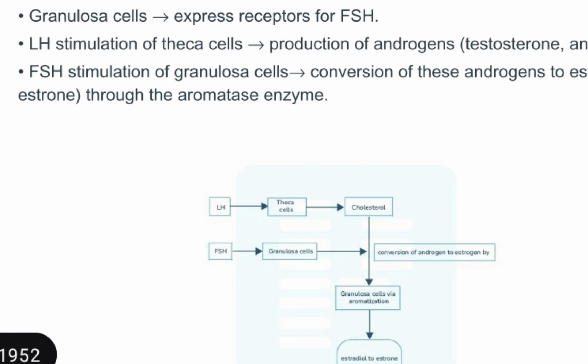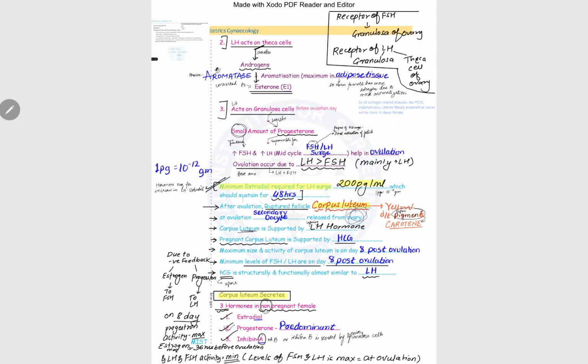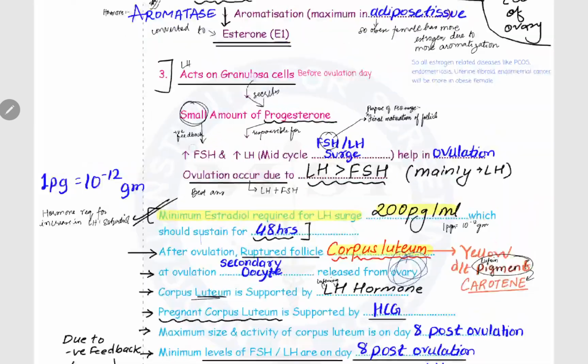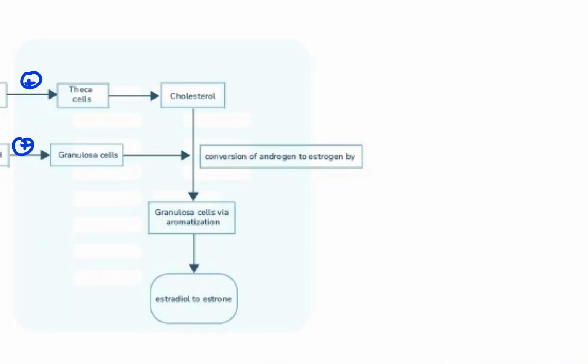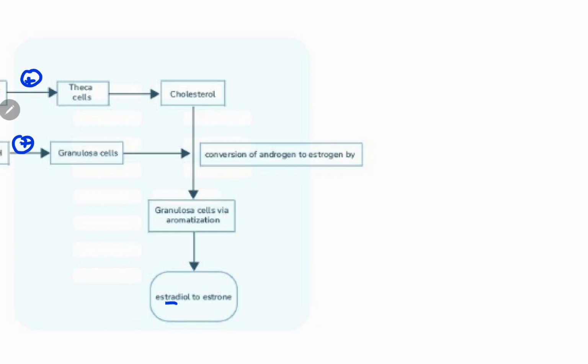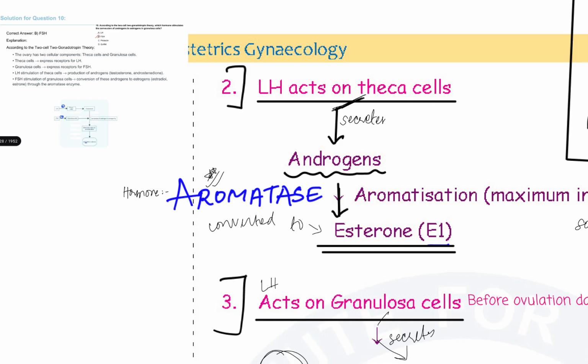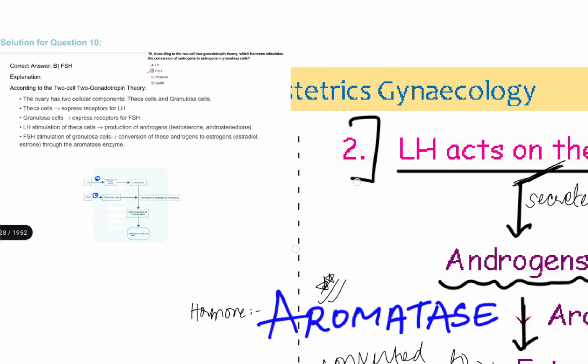LH is acting on theca cells, which produce androgens from cholesterol, and FSH is acting on granulosa cells, which causes the conversion of androgens to estrogens by aromatization. At this point, we have estradiol, which is converted to estrogen. So what we learn is that aromatization is occurring under FSH.